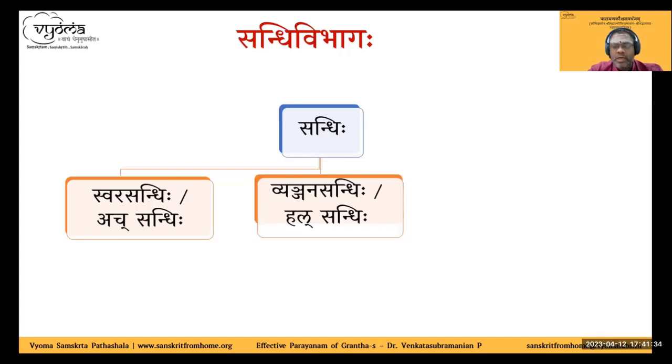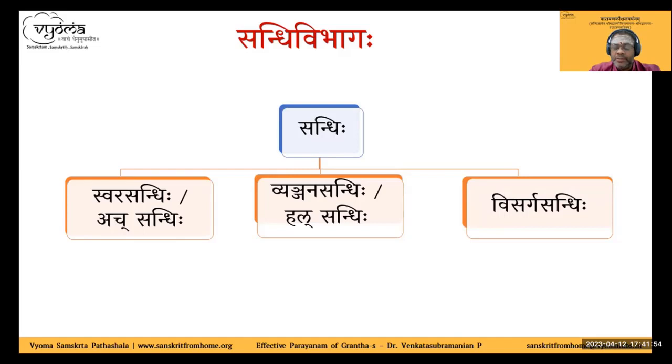Vyanjana sandhi is also called hal sandhi, because hal represents all the vyanjanas in Maheshwara Sutras. Ach represents all the swaras in Maheshwara Sutra. So swara sandhi is also called ach sandhi, vyanjana sandhi also called hal sandhi. These are the two types.